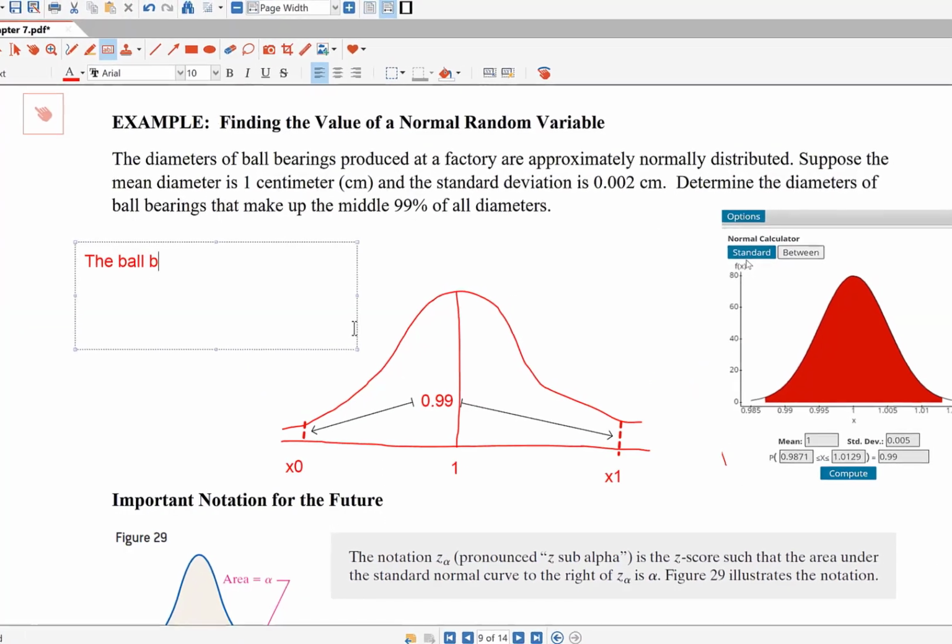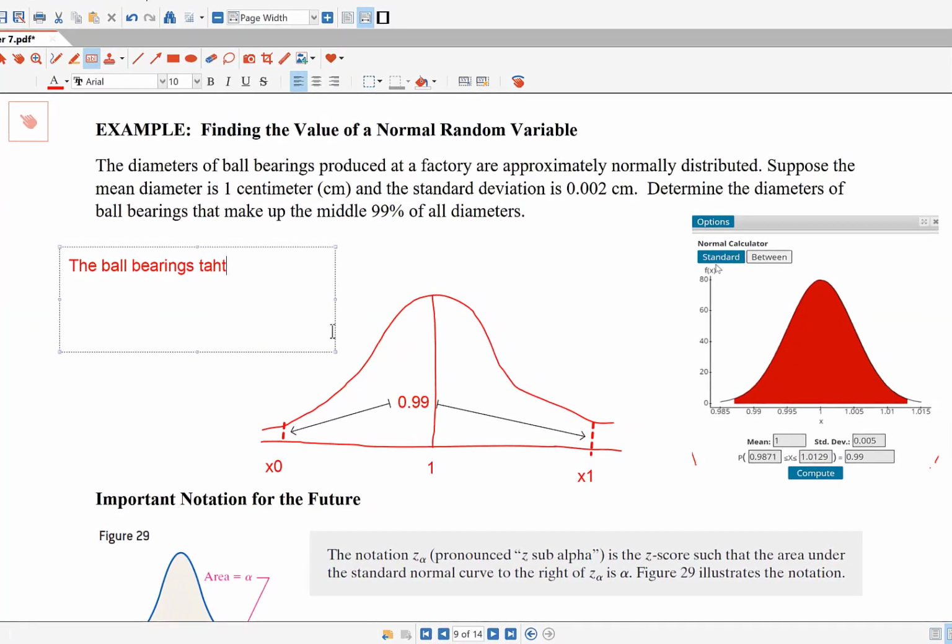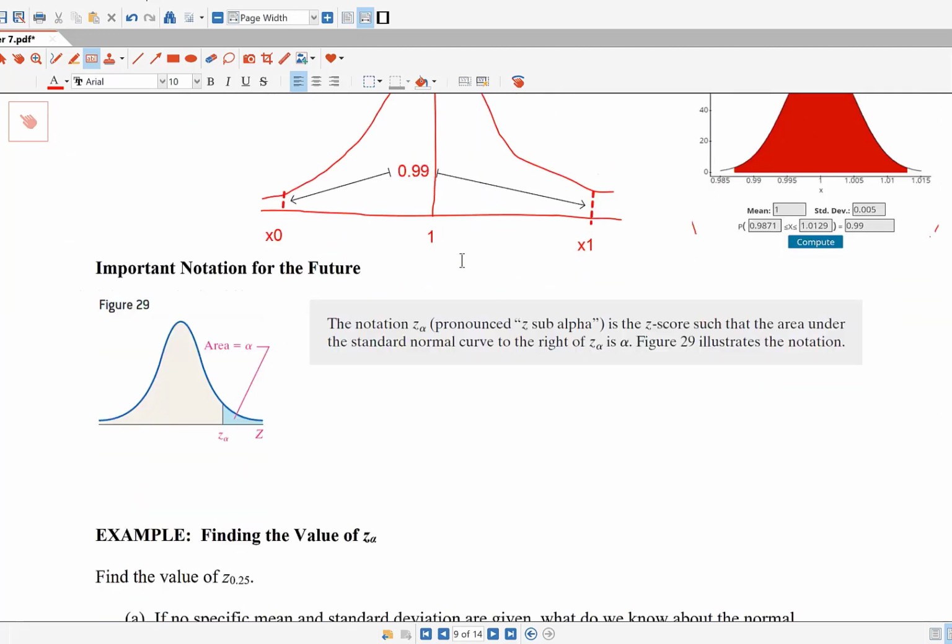So the ball bearings that make up the middle 99% are between 0.987 centimeters and 1.013 centimeters. There you have it.